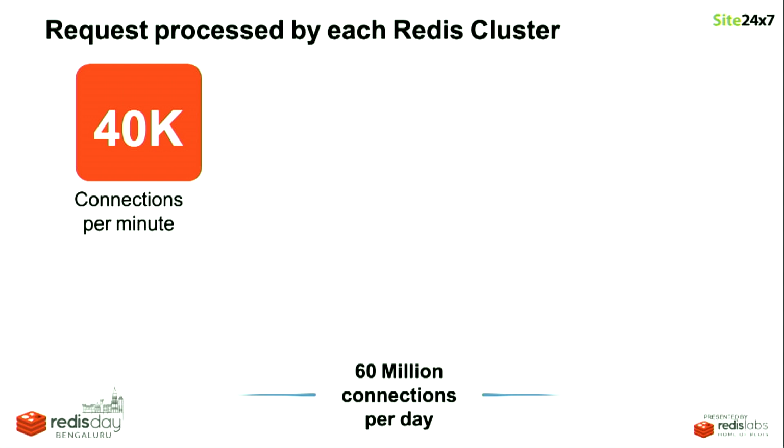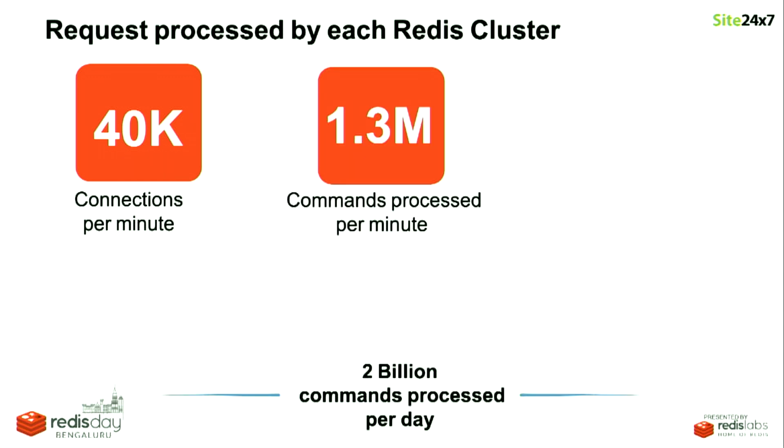We process 40,000 connections per minute. If you do the math, it comes to 60 million connections per day for the Redis cluster, per cluster, not for all the clusters, per cluster. Similarly, we do this for other clusters as well. And the commands that we are processing are 1.3 million commands per minute. So that's the scale I'm talking about.